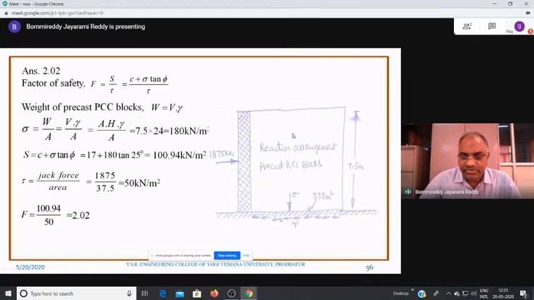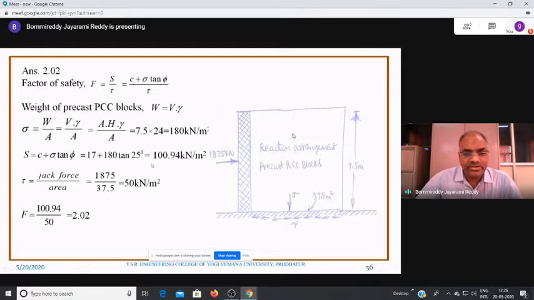But what is the shear stress developed at the bottom? Shear stress developed at the bottom, tau, is equal to the jacking force by area. So what is the jacking force? The horizontal force is 1875. This horizontal force 1875 is acting over an area of 37.5. So tau is 50. So this is the stress developed in the soil because of the jacking action.